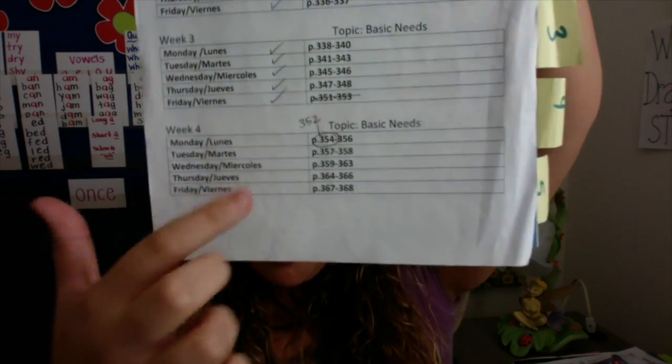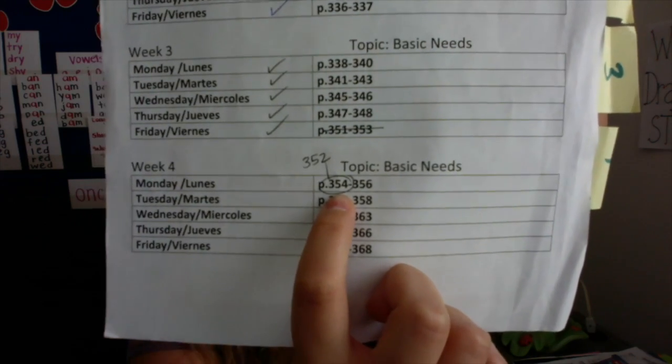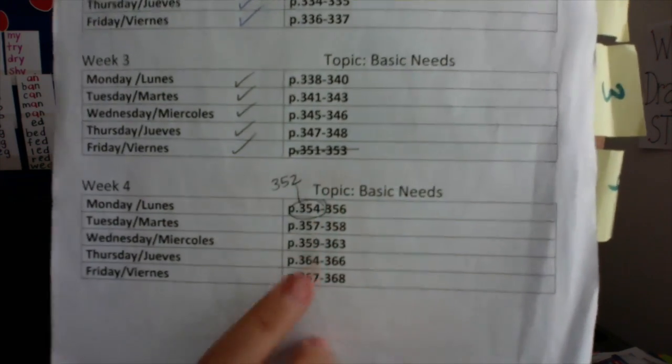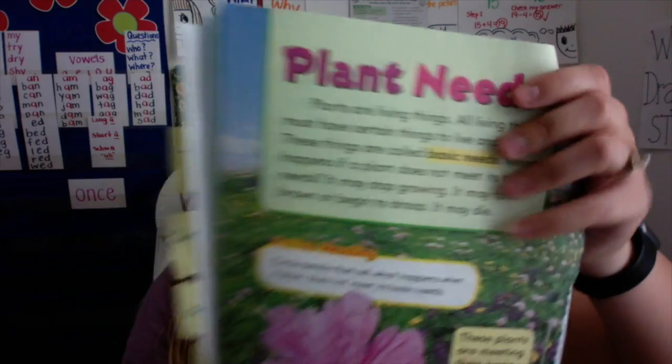And we have week 4 right at the bottom. I made a few changes. Instead of starting on 354, we're going to start on 352. And we're going to be talking about basic needs. So on Monday, we have 352.